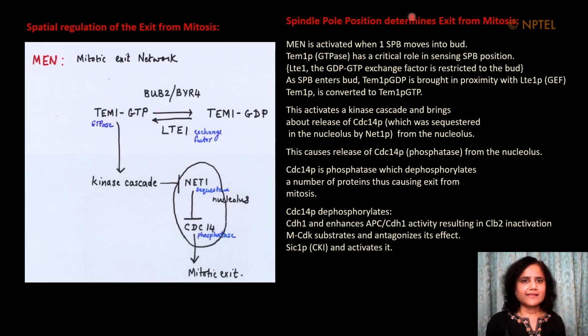CDC14 dephosphorylates CDH1, and it enhances the APC-CDH1 activity, resulting in CLB2 inactivation. CLB2 is a cyclin. And M-CDK substrates are also targets of this phosphatase, and therefore it antagonizes the effect of M-CDK. And SIC1, a cyclin-dependent kinase inhibitor, it activates it. So in this way, the cell can now exit mitosis and undergo cytokinesis that has been discussed in a separate lecture.